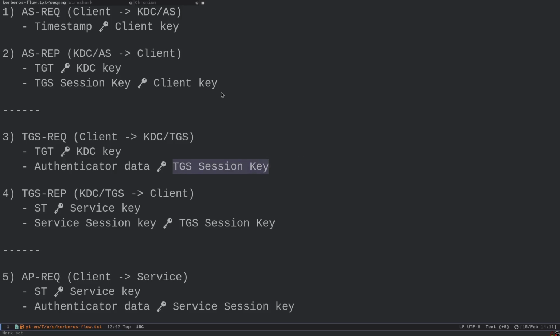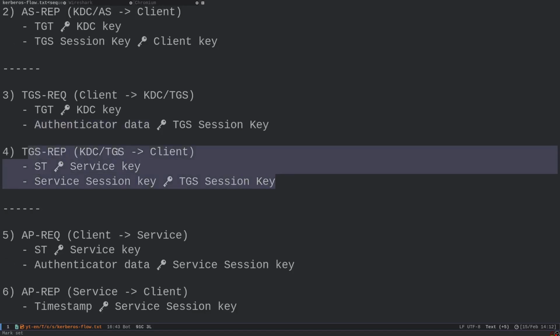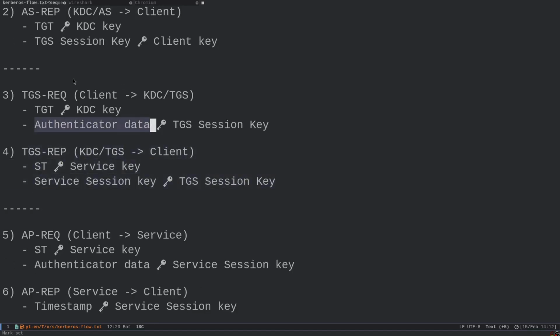How did he have this key? Well, because he decrypted it from the AS-REP message, because the AS-REP message contains the TGS session key encrypted with the client key. So he's able to decrypt this, and he uses this key to encrypt the authenticator data. At this point, the KDC TGS receives the authenticator data, decrypts the TGT, because in the TGT it will find the TGS session key. So it's going to use the TGS session key to decrypt the authenticator data.